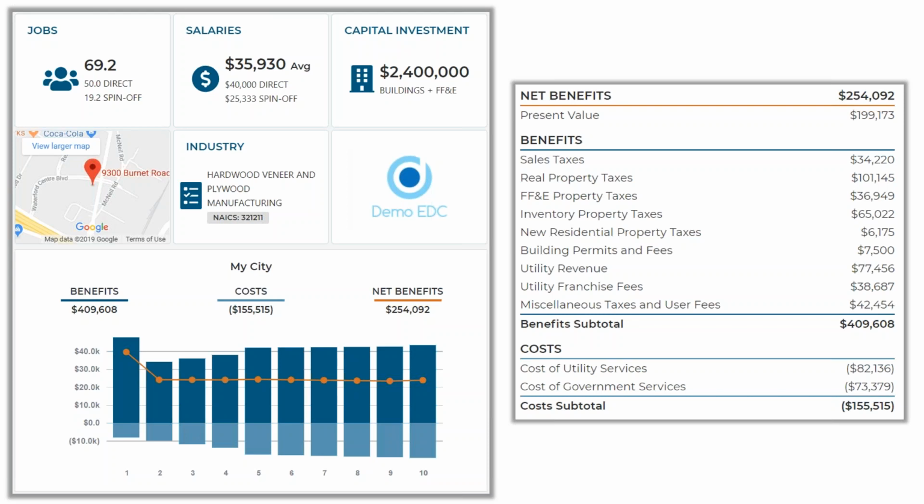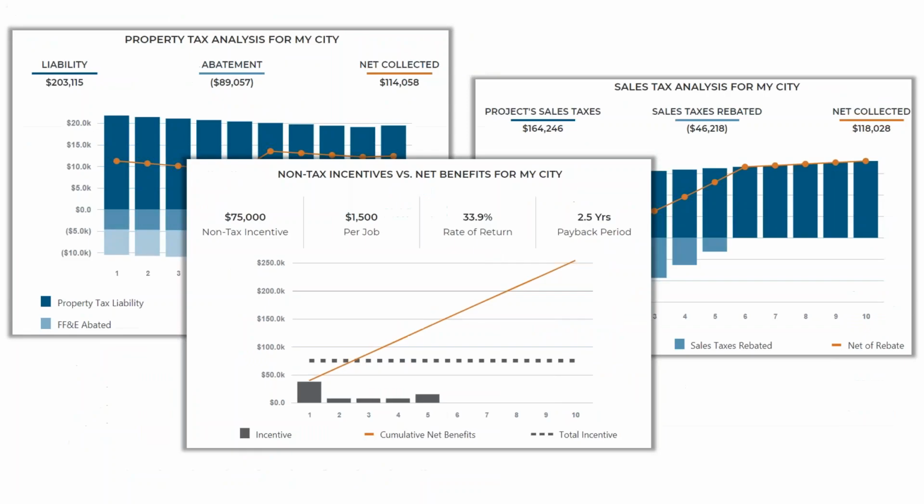A big part of our model includes looking at incentives. So if we were evaluating potentially a $75,000 incentive for this project, what kind of rate of return and payback period can we expect? The model can also account for property tax abatements and sales tax rebates as well.